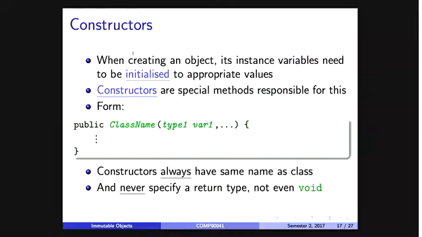For one thing, the constructor never returns anything. It doesn't return the object just constructed. That's part of the new. New does that for you. All it does is initialize all the instance variables.